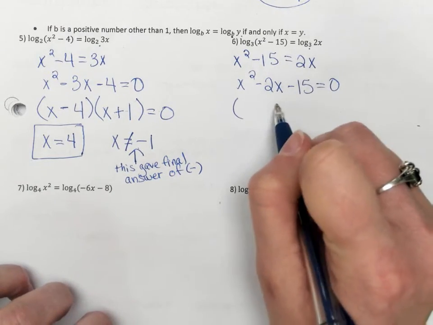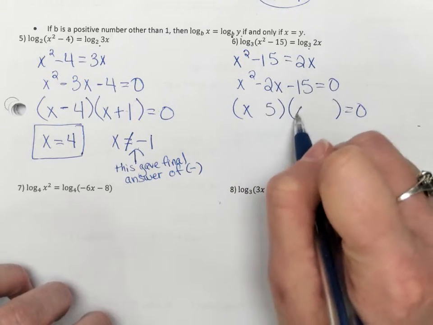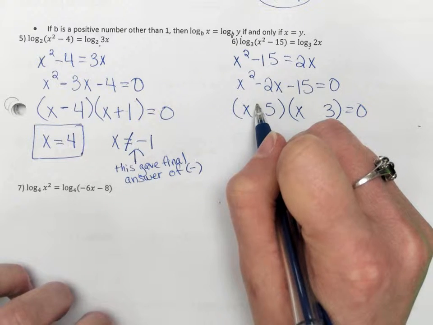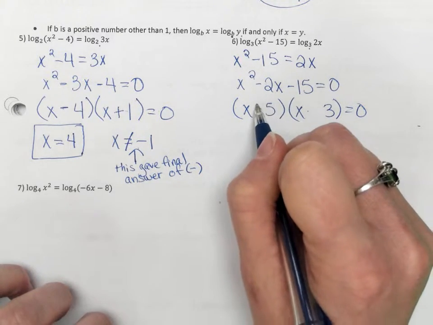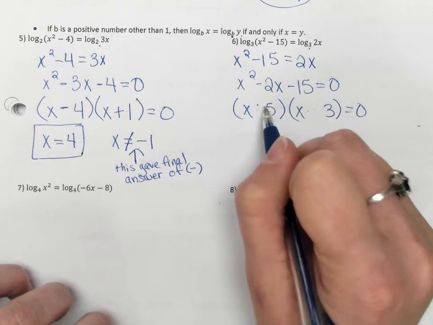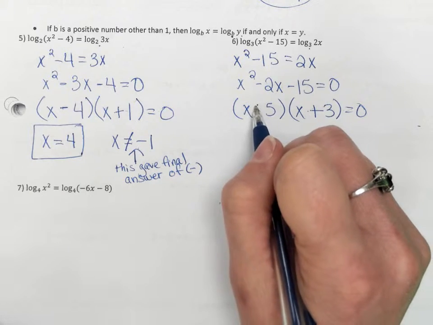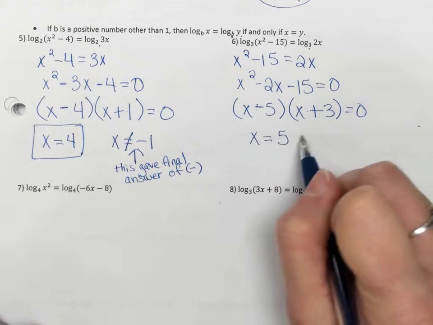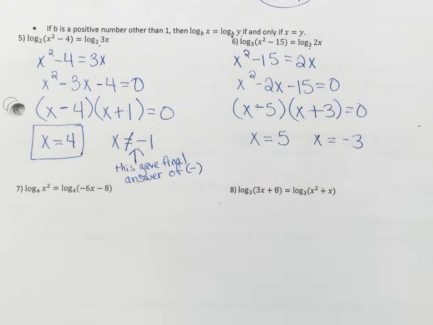And I can factor. How does that factor? 5 and 3. What kind of signs? Positive 5 or positive 3? Positive 3. Very good. Positive 3 and negative 5, right? So my answer is x equals 5. Don't circle it. And x equals negative 3. Don't circle it.